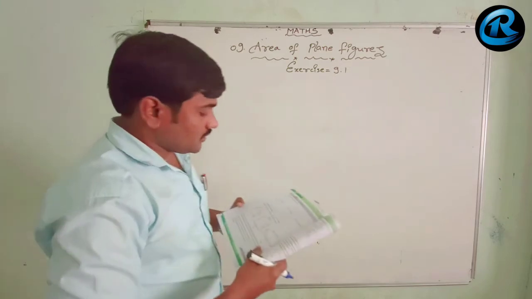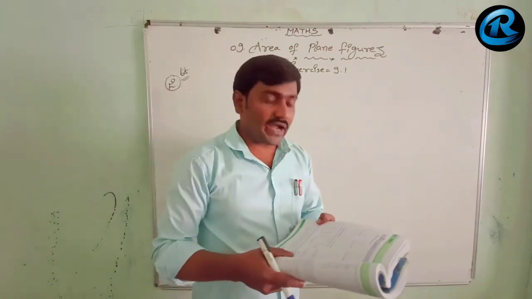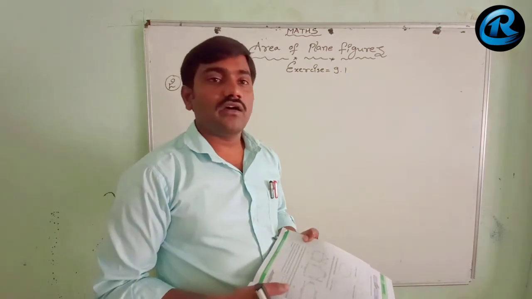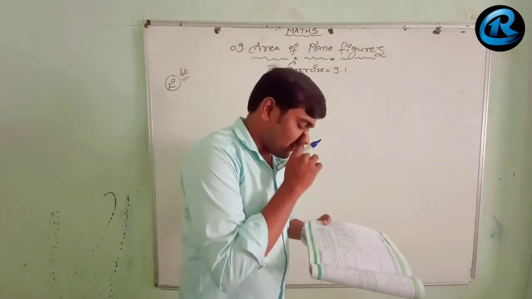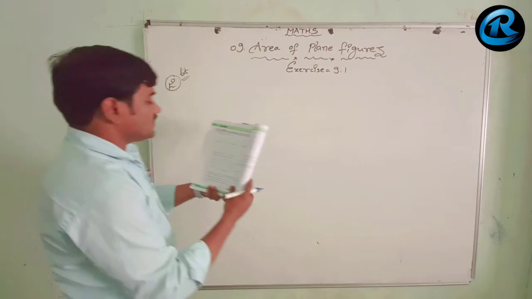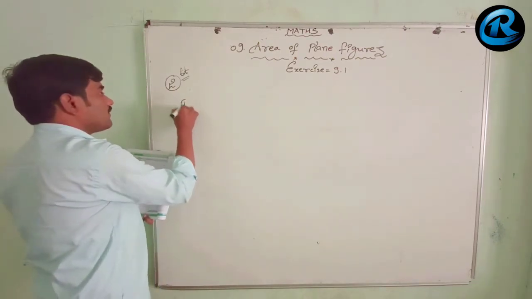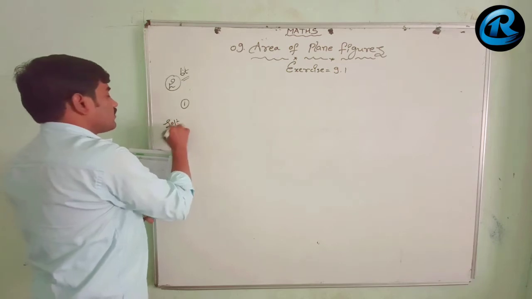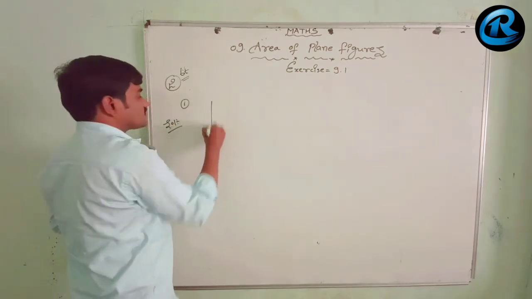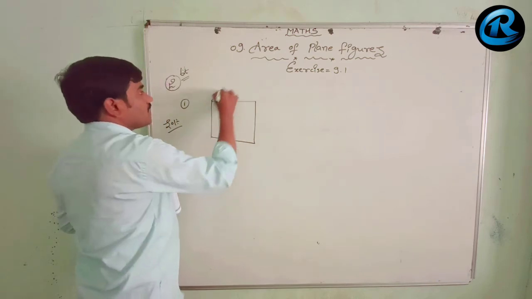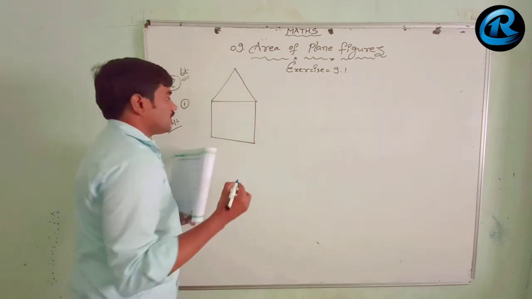Let us continue. Now find the area enclosed by each of the following figures. Here some figures are already given. Let me draw the first one here. They have given a square.